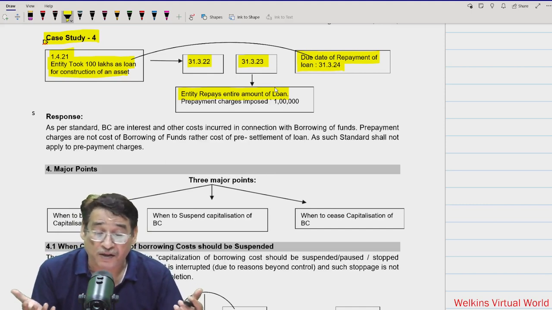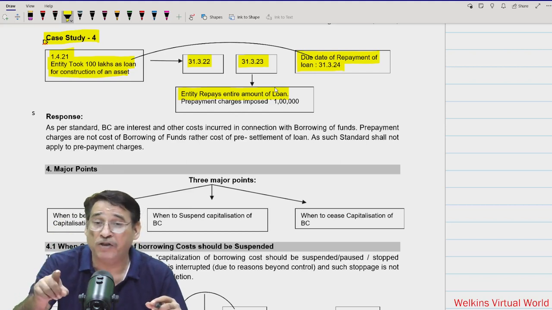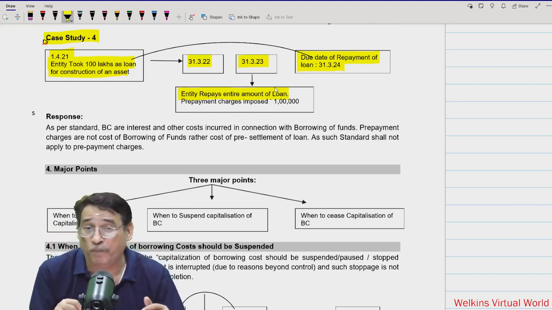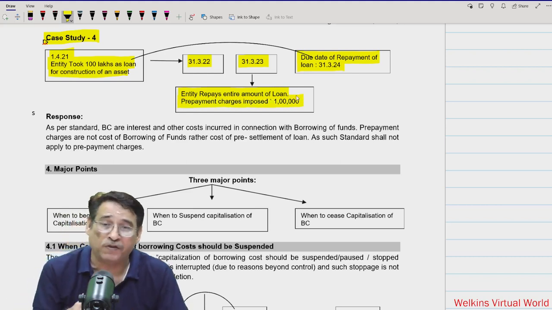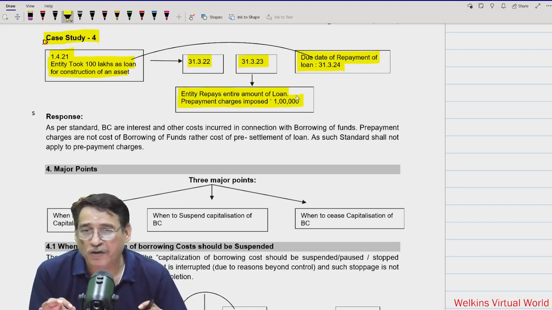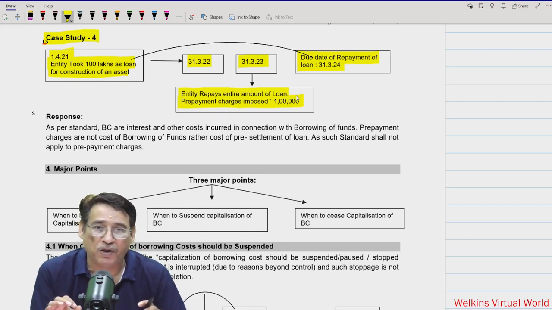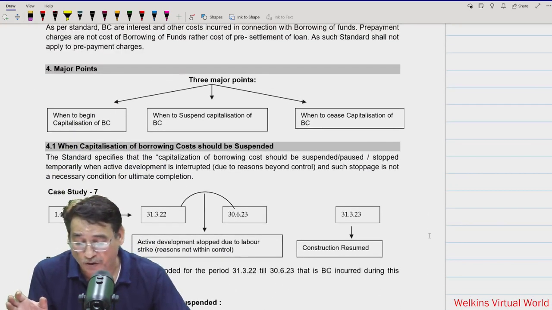Yes, that happens in practical life. If we pay the loan before the maturity date, some penalty charges are imposed upon us. And that is exactly what happened. Some prepayment charges were imposed to the extent of 1 lakh. Now the question is, are prepayment charges borrowing cost? No. As per this particular standard on borrowing cost, interest and other costs incurred in connection with borrowing of funds are considered as borrowing cost, but not prepayment charges. Is it clear to you? Prepayment charges are not considered as borrowing cost.